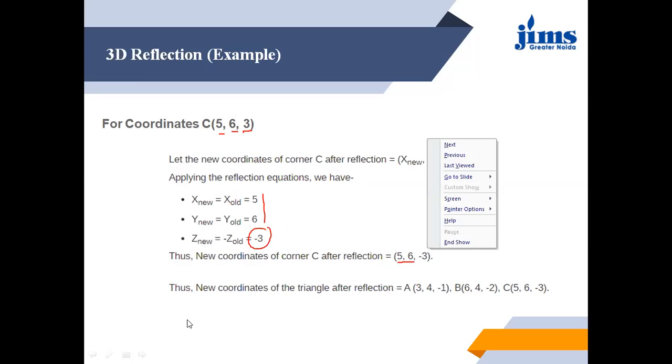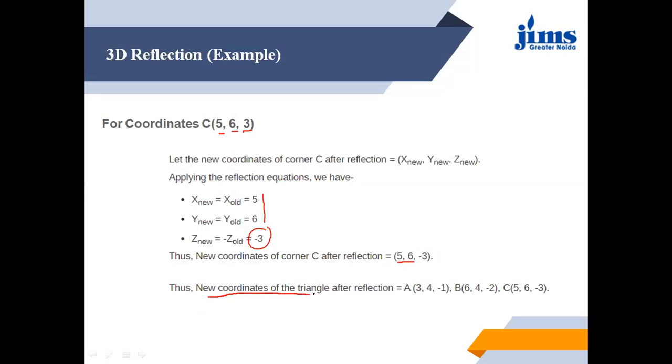So finally, these are the values of the reflected points A, B, C with respect to the xy plane. A becomes 3, 4, minus 1, B becomes 6, 4, minus 2, and C becomes 5, 6, and minus 3.